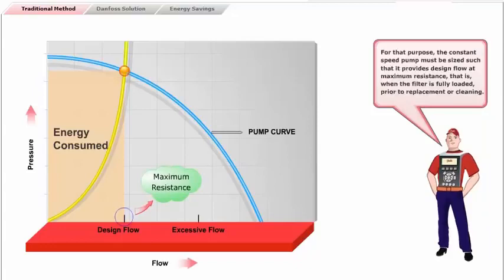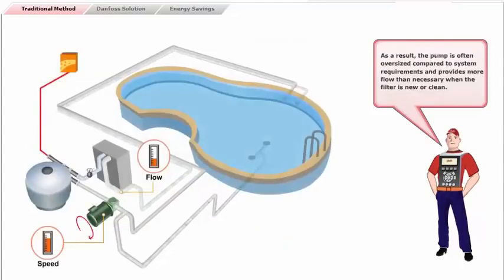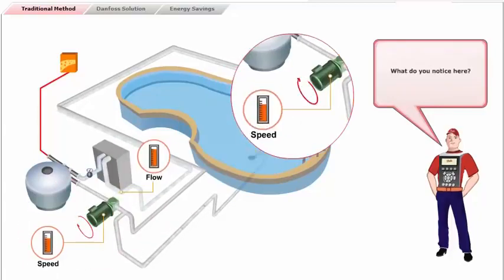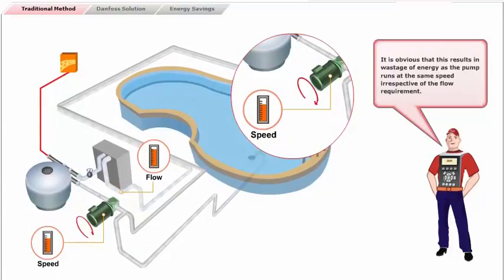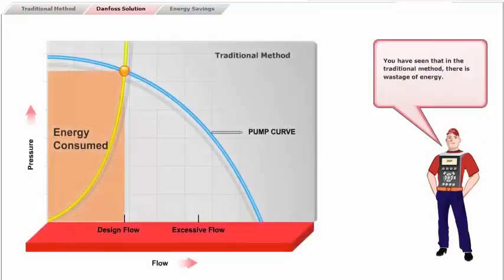But it must be ensured that the design flow occurs at maximum resistance. For that purpose, the constant speed pump must be sized such that it provides design flow at maximum resistance, that is, when the filter is fully loaded, prior to replacement or cleaning. As a result, the pump is often oversized compared to system requirements, and provides more flow than necessary when the filter is new or clean. What do you notice here? It is obvious that this results in wastage of energy, as the pump runs at the same speed, irrespective of the flow requirement. You have seen that, in the traditional method, there is wastage of energy.